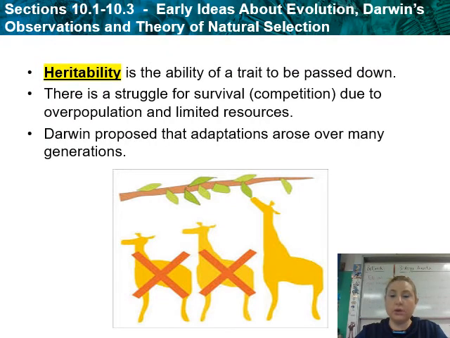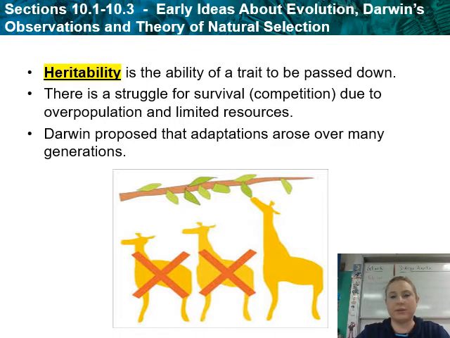Now, you know from studying genes that heritability is the ability of a trait to be passed down. And in nature, traits get passed down automatically, right? Generation to generation. In nature, we have competition. There's a struggle to survive. So if you're out there in the jungle trying to survive as an animal, you're going to have to develop good hunting skills. You're going to have to develop good camouflage. You're going to have to develop all sorts of different things, strong jaws, strong teeth, whatever it is. And so competition leads to these adaptations. And so Darwin proposed that adaptations arose over many generations to help animals out there in nature to survive.